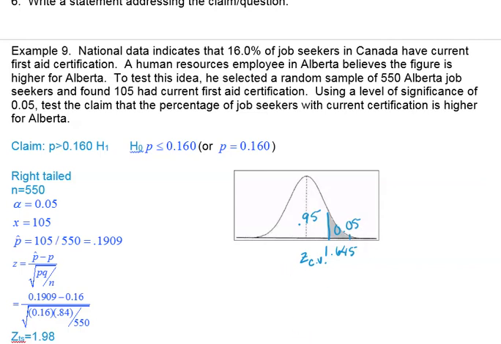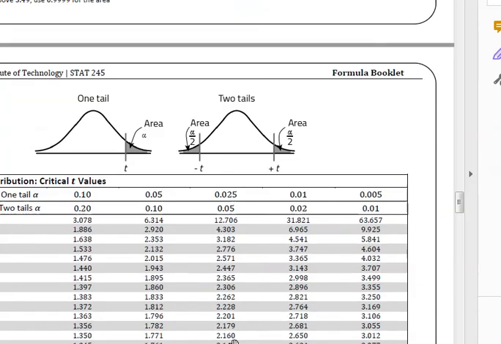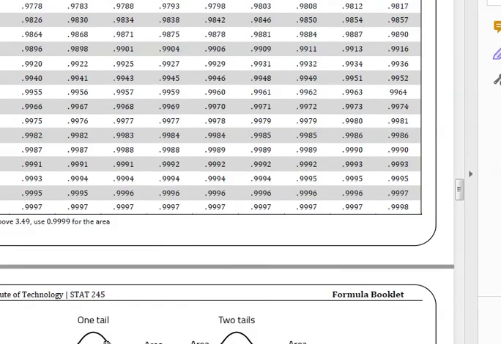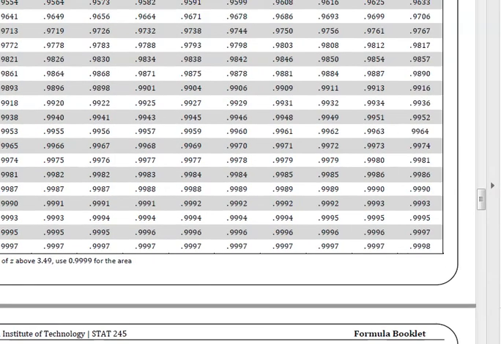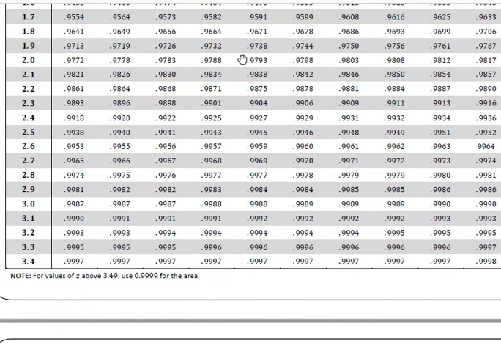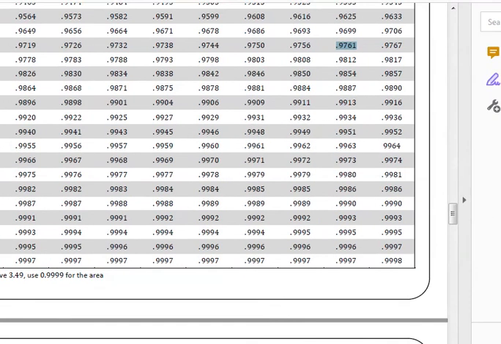Our other option is to take our test statistic and calculate the p-value for that. So that would be a matter of looking up 1.98 in our table. So 1.98 is going to be here. And then don't forget that gives us the area to the left, and we want the area to the right, so we subtract to get our actual answer.